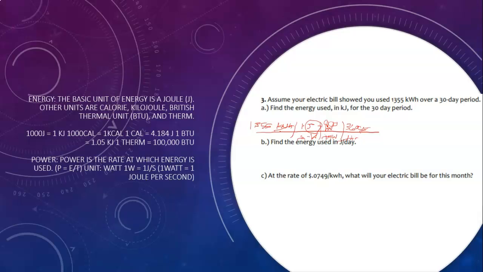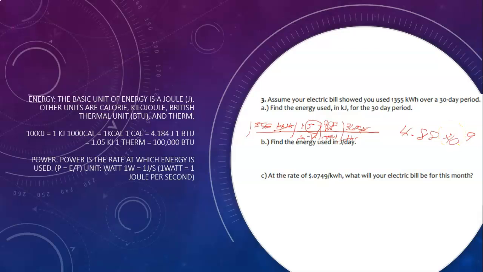1,355 times 1,000 times 3,600. And everything is 1 at the bottom, so I don't need to divide by anything. And I end up with 4.88 times 10 to the 9th.